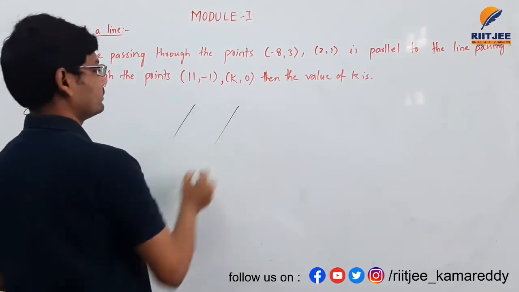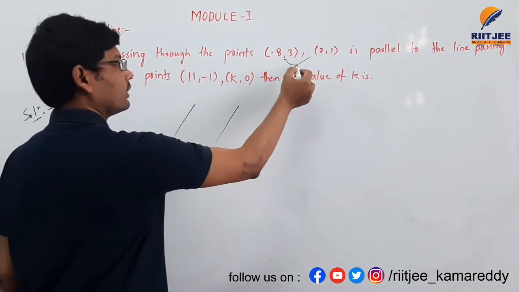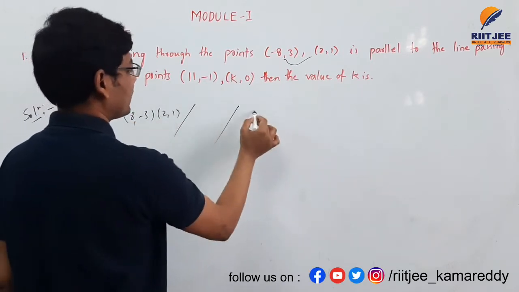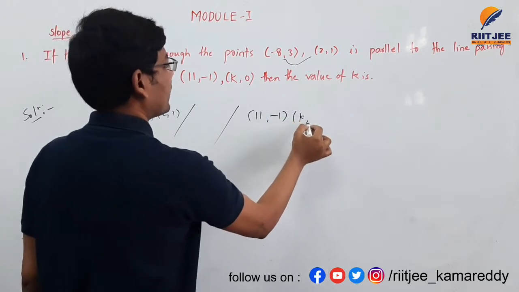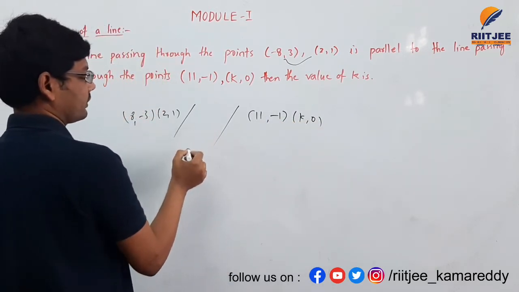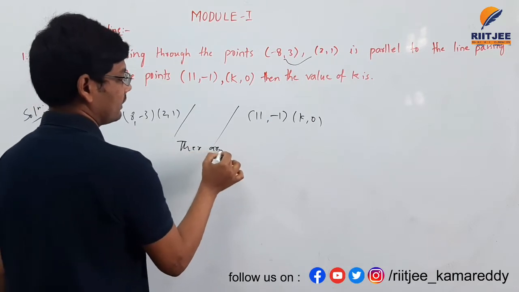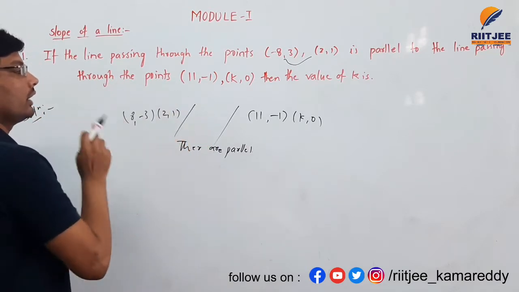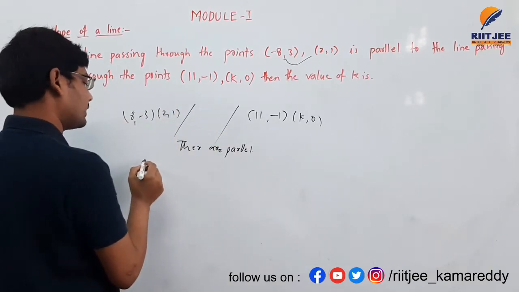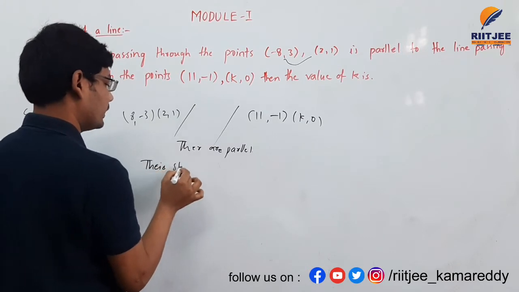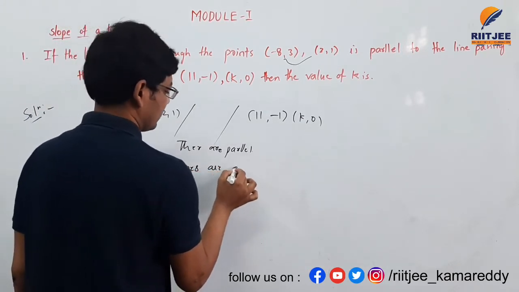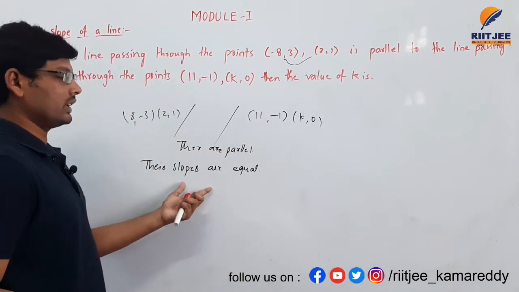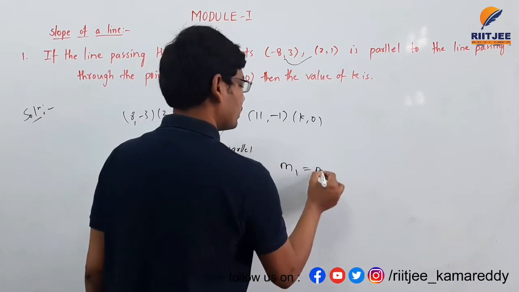Here two straight lines are there. These 2 points are related to this straight line and these 2 points are related to this straight line, but he is saying they are parallel. According to our knowledge, if two lines are parallel, their slopes are equal. So m1 is equal to m2.